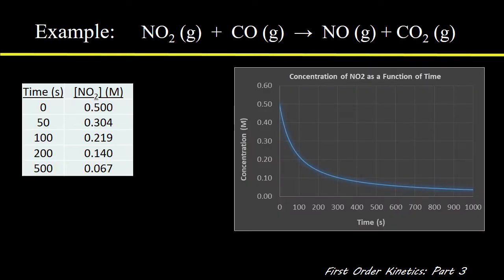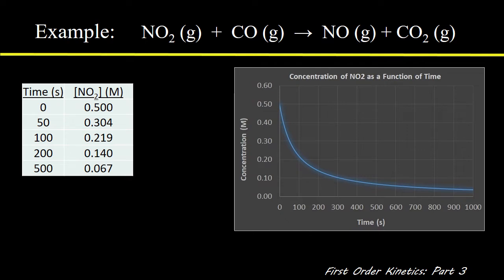So here's an example of a reaction that's second order. Nitrogen dioxide reacts with carbon monoxide to make nitric oxide and CO2. We've got a data table on the left, and then a curve showing the concentration of nitrogen dioxide. The graph doesn't say NO2, but that's what we're plotting. The first thing you might notice is that, at least to a first approximation, the curve of concentration versus time looks a bit like a first order reaction.